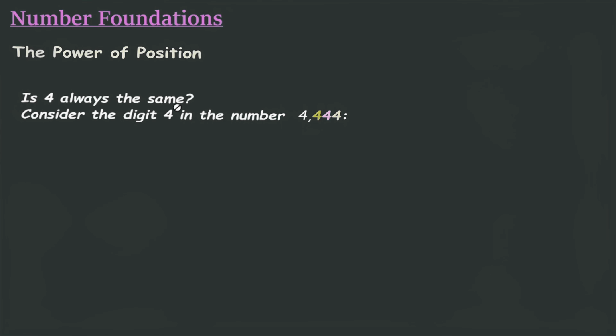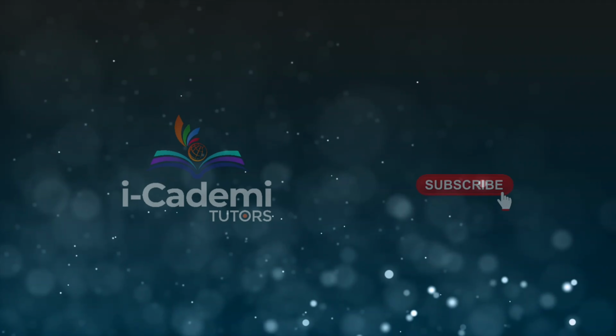Is a 4 always just a 4? In this second lesson of our Numbers Foundation course, we explore place value and why we call it the power of position. We will break down the number 4,444 to show how one digit can represent thousands, hundreds, and tens. If you're mastering basic maths concepts, this breakdown of our number system is essential.